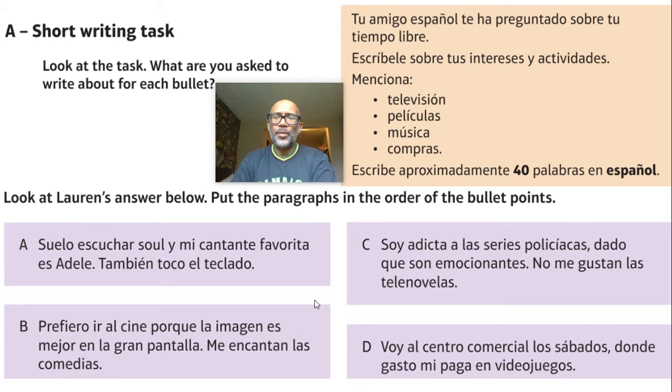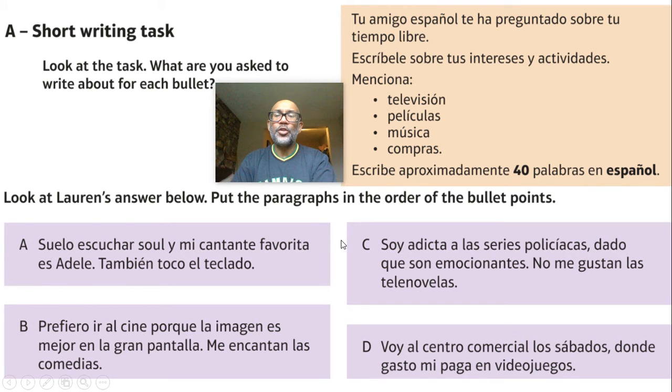And hopefully we can see there is reference to types of TV programs here. Police series, the word series should be a good clue for us. And telenovelas, soaps, hopefully you recognise as well. So C matches up with TV. Films. Which one of these refers to films? Absolutely. It's B. We can see reference to cine, cinema, and you may recognise other words like la gran pantalla, the big screen. I think cine is the biggest clue there.